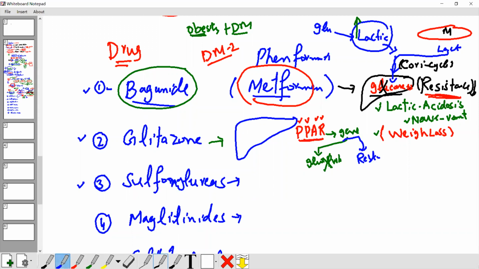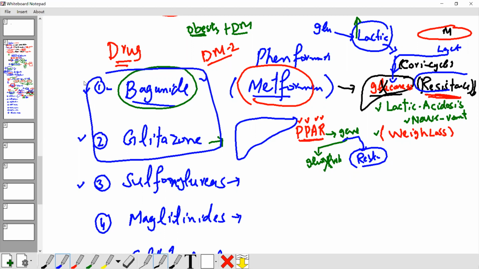Another drug for resistance. The first one we used, biguanide, helps to improve resistance, and glitazone also helps to improve resistance. Understand? These two groups, biguanide and glitazone, help to decrease the resistance. Then insulin can work properly.